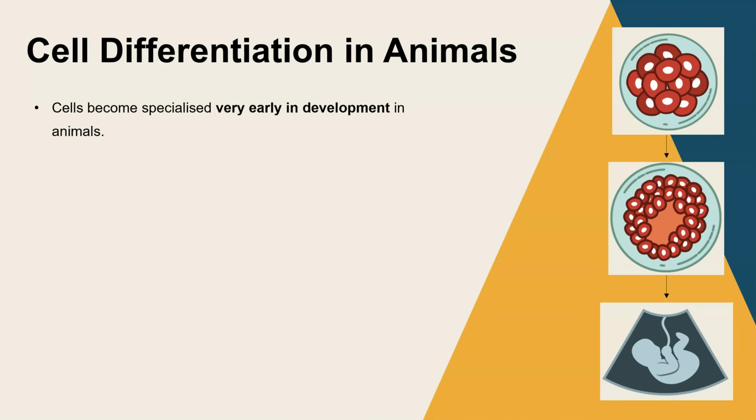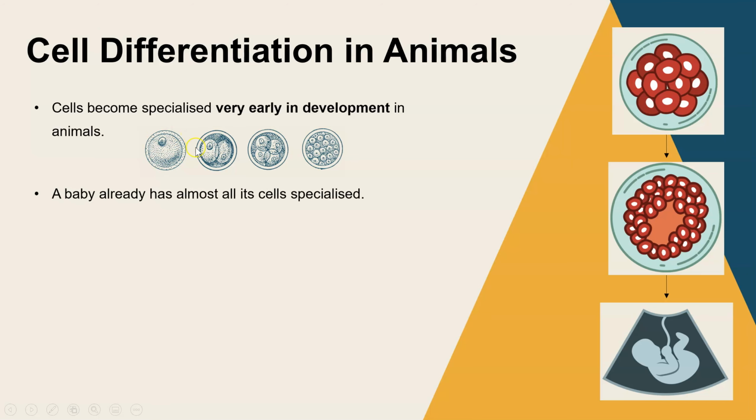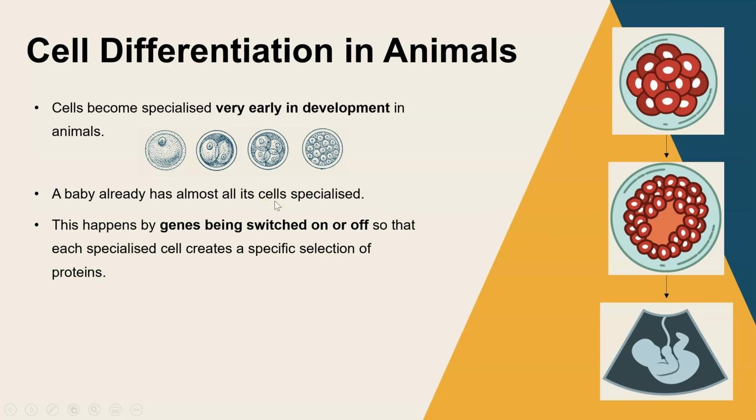So cell differentiation in animals, this happens very, very early in the development for animals. And that's what we're seeing here. We've got just the zygote initially, so that is the cell that forms after a sperm and egg cell fuse. Then, after a few days, we get the cells dividing until you just have a ball of cells, which is the embryo. By the time that a human is a baby, so being given birth to, they already have almost all of their specialized cells.